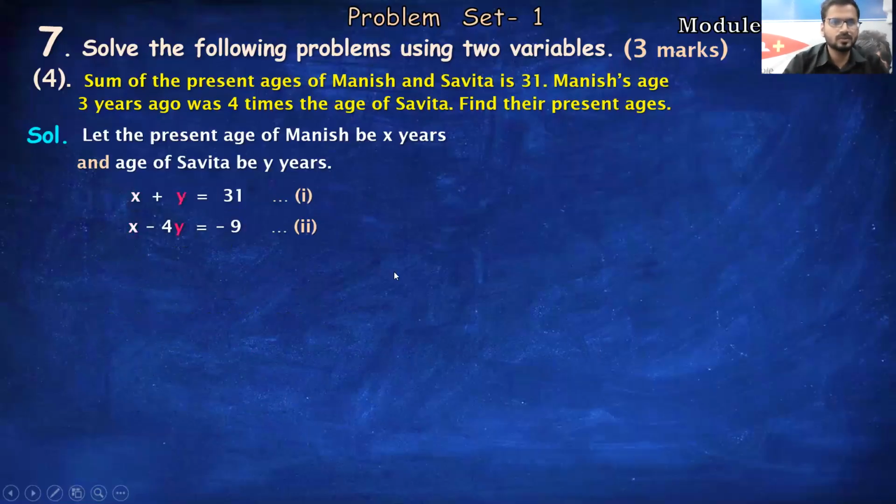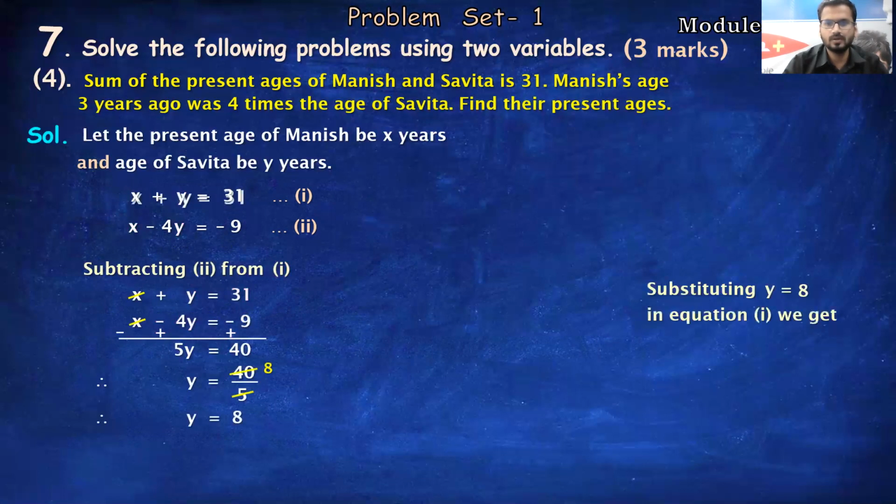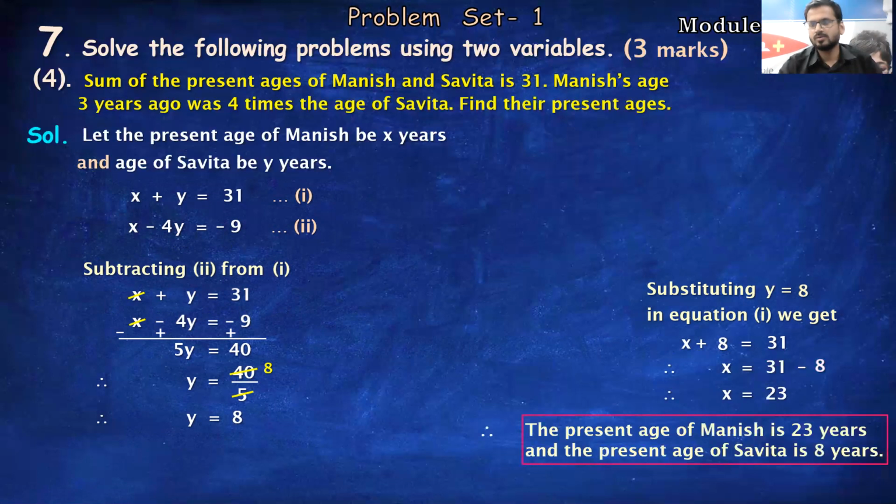Okay, so when you solve this question, students, I have just solved this question, you can cross check. You can do it at your home also. So the present ages, you will get 23 and 8.